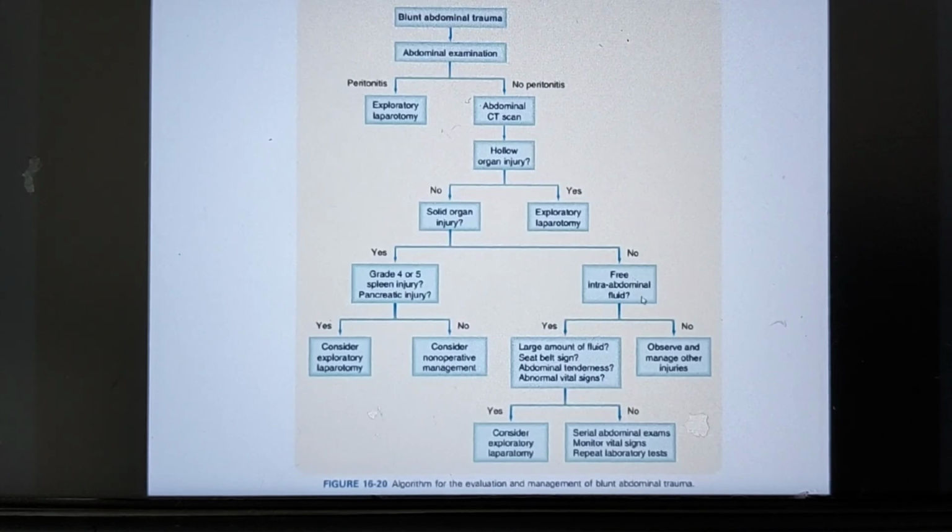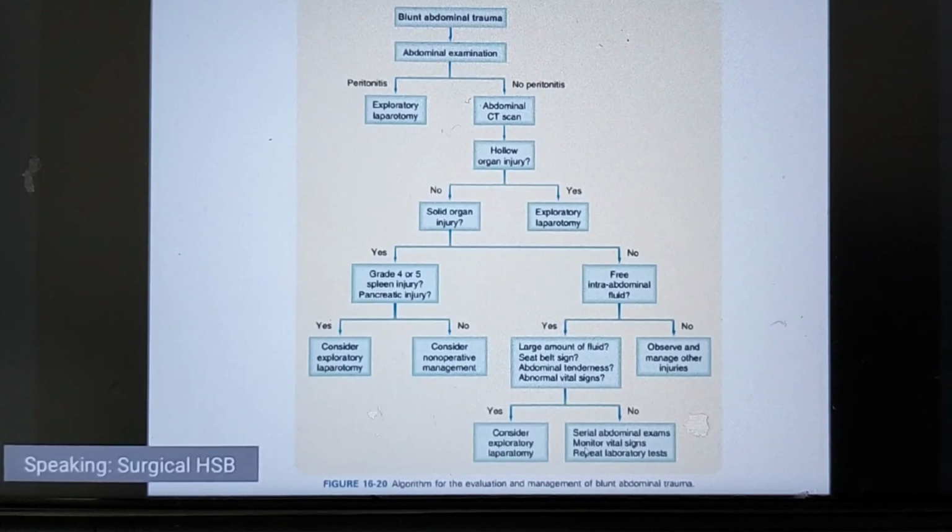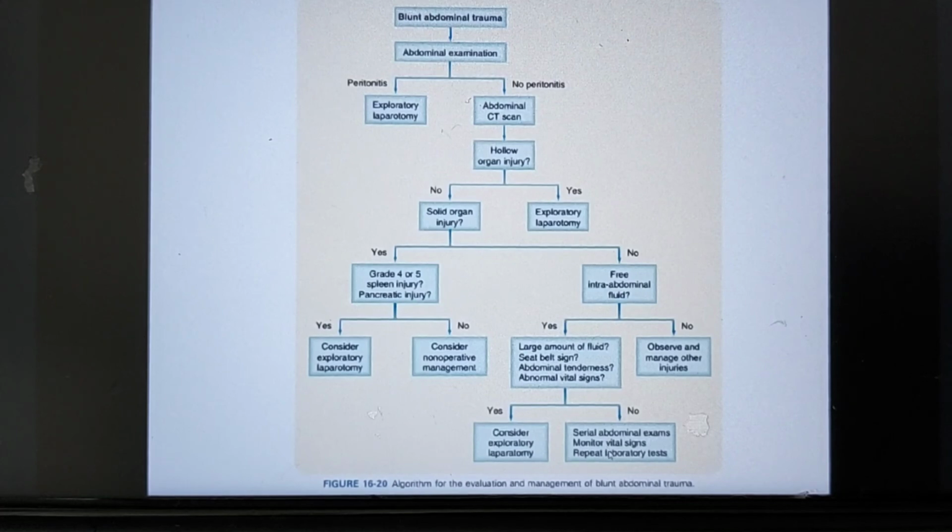And if there is free intra-abdominal fluid and the fluid is in large amount and the patient has abdominal tenderness and abnormal vital signs, we will consider exploratory laparotomy. Other than that, if the patient doesn't have any complaint and there is no free intra-abdominal fluid, we will proceed with serial abdominal examination, monitor vital signs, and also repeat laboratory tests.